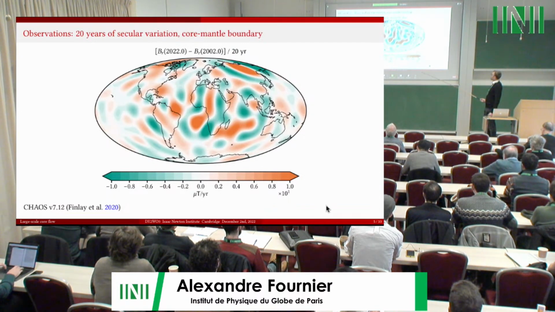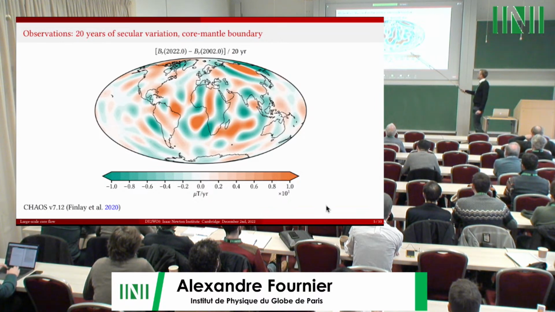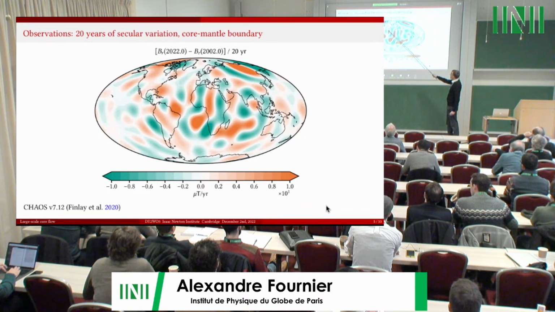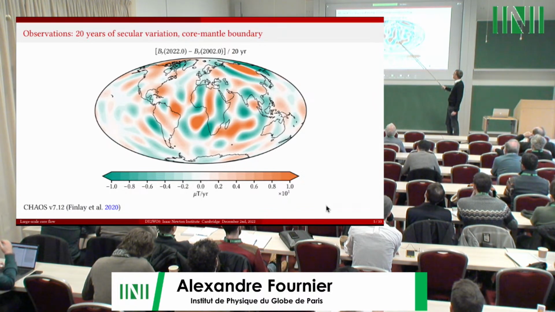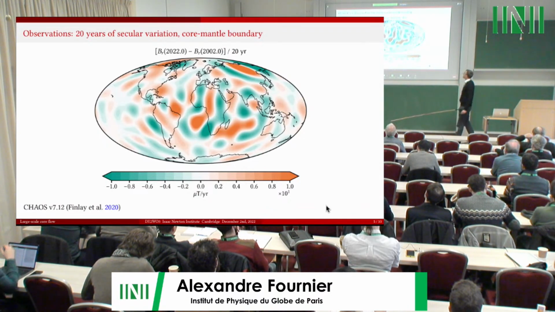And we see that this map is presenting a hemispherical dichotomy, in the sense that the secular variation is much more intense in what is so-called the Atlantic hemisphere. There is almost no activity in the Pacific hemisphere, and this activity under the Atlantic hemisphere takes the form of intense patches at low latitude, but also at high latitude.